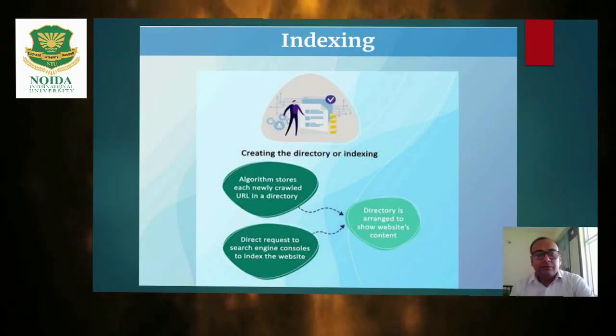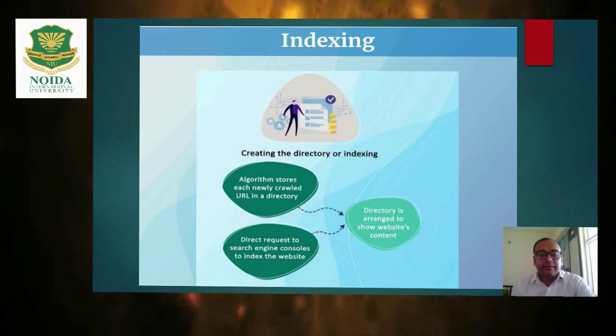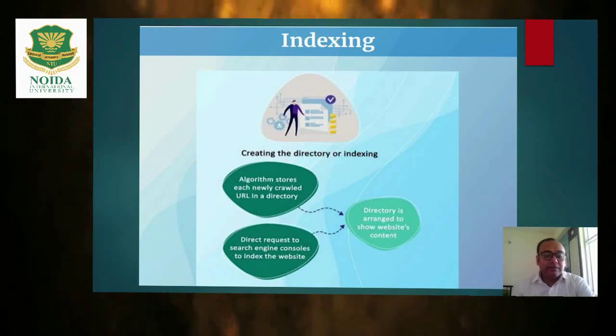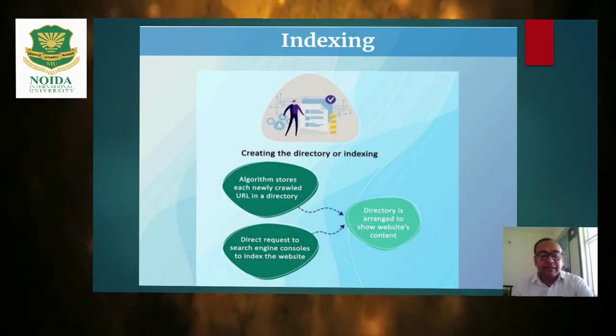If you come to the next topic, indexing is like creating a directory. So what is indexing actually? What does indexing do? Algorithms store each unique data URL in a directory. And it can send a direct request to the search engine console to index the website. So what indexing does is that the directory is arranged and shows the website's content.